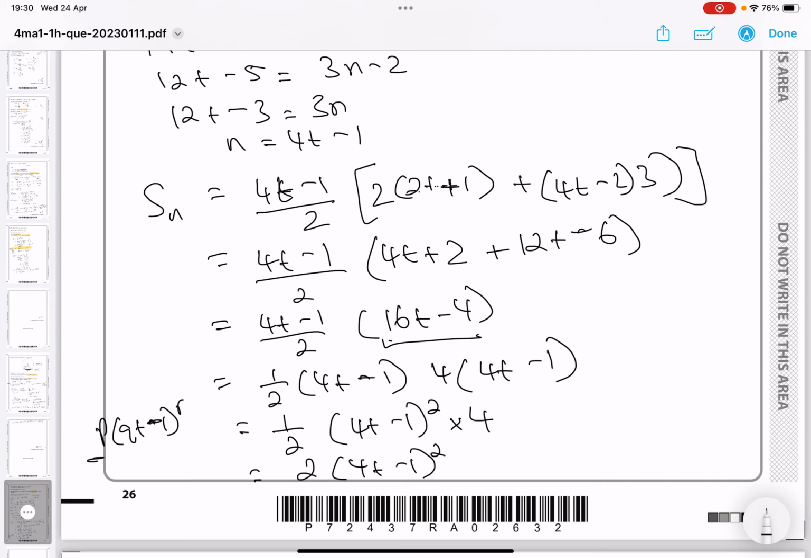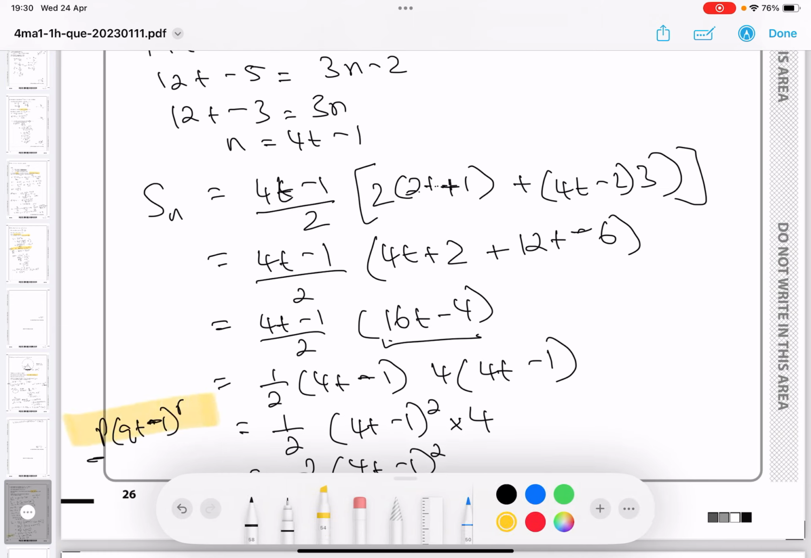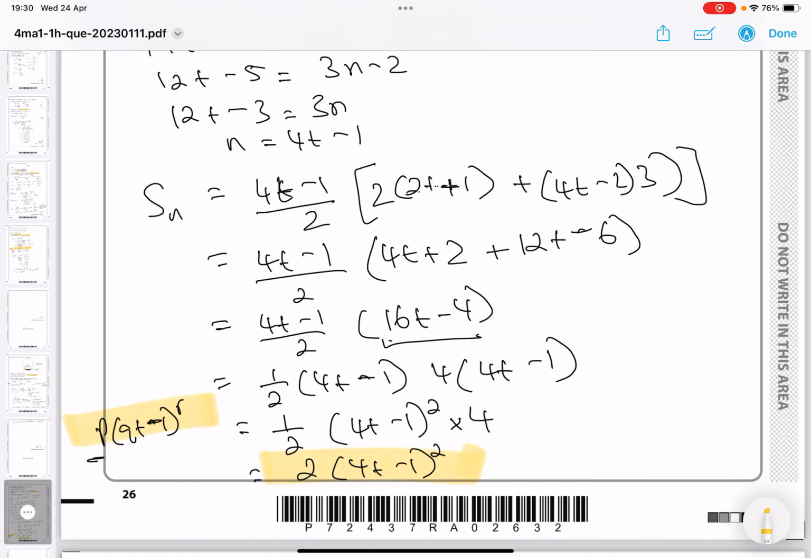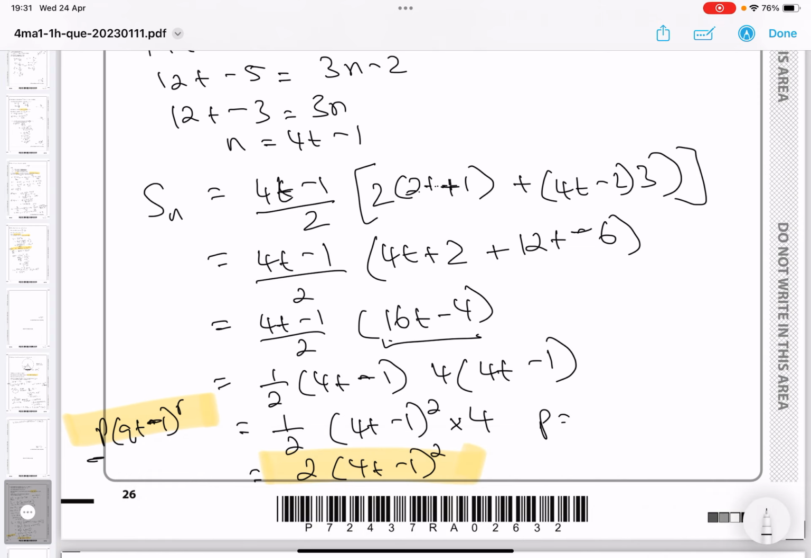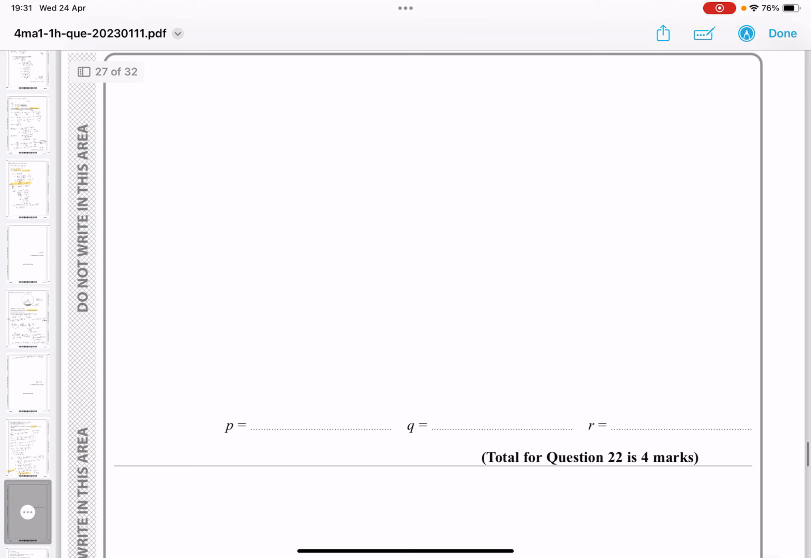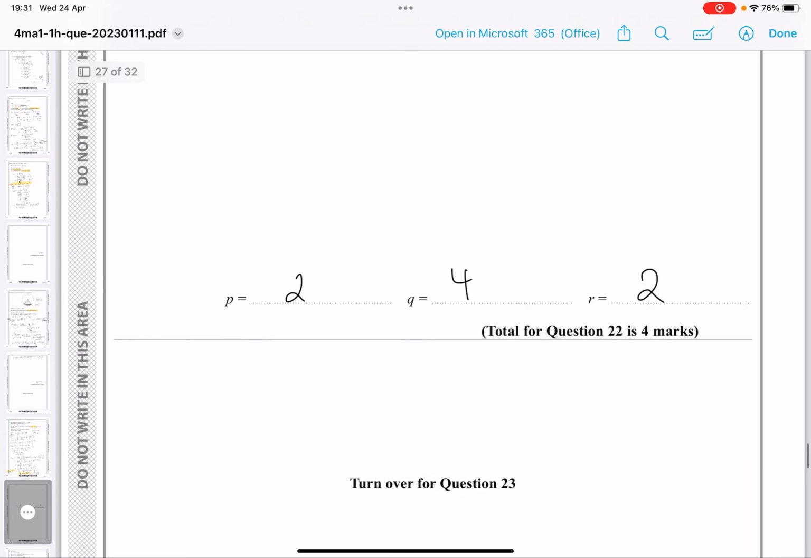And now, as you can see, this is in the exact same format as that. So we can easily find what p, q, and r are. p is equal to 2, q is equal to 4, and r is equal to 2. Cool, p is 2, q is 4, and r is 2. Okay, let's move on.